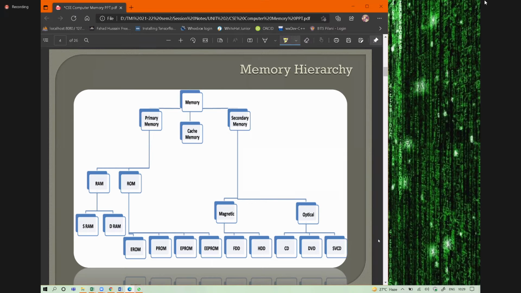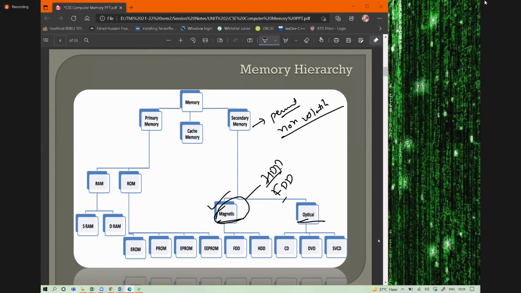Okay, let's move ahead then. Here we have magnetic storage in secondary memory. Secondary is always called permanent memory, non-volatile memory. Remember that. It is further divided into magnetic drives and optical drives. The magnetic drives are your hard disk drives, floppy disk drives, zip drives, and tape drives.